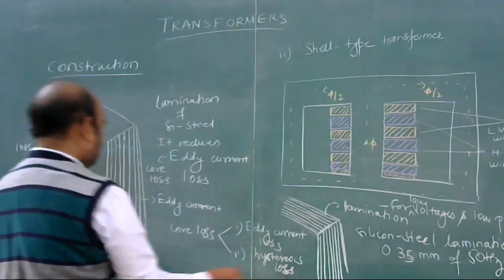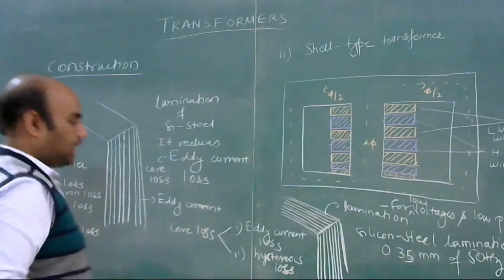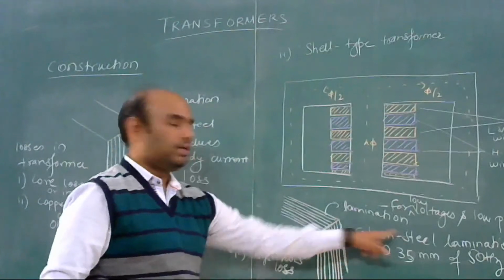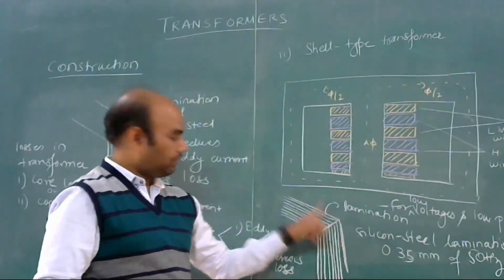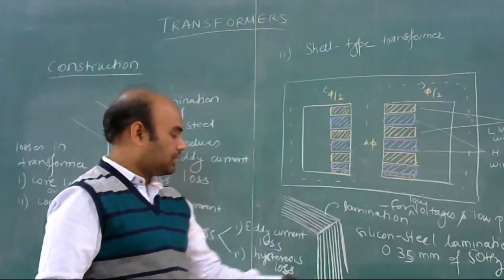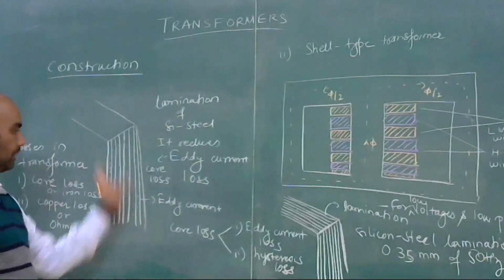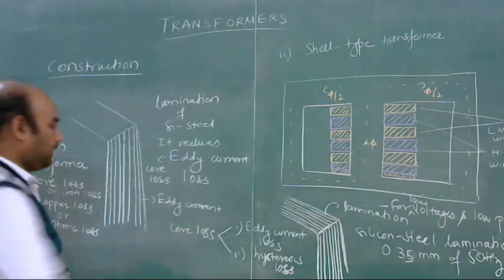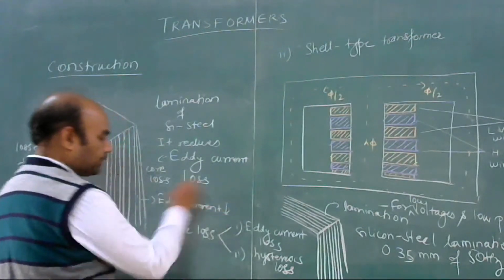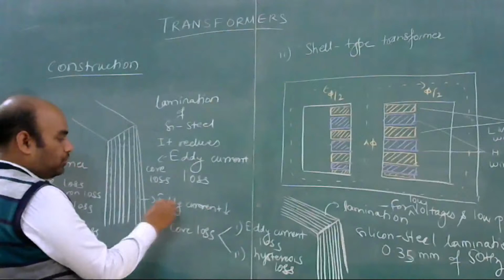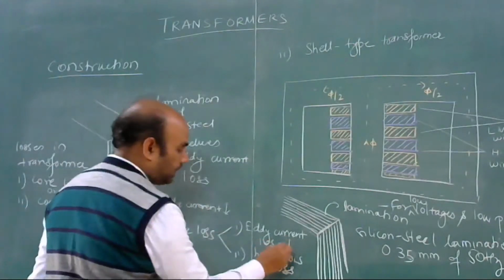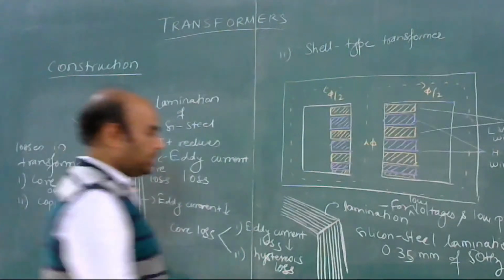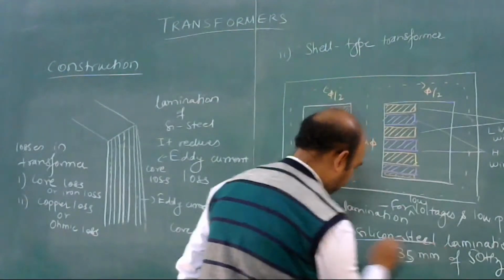Eddy current loss. So how can we minimize this eddy current? We use thin laminations of silicon steel. By using thin laminations, the path for the eddy current is reduced, so the eddy current will reduce, and the losses due to this eddy current also get reduced. And how to reduce the hysteresis loss? We use silicon steel.